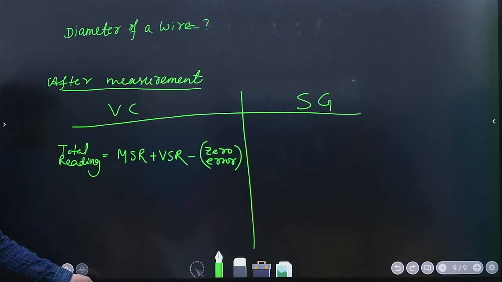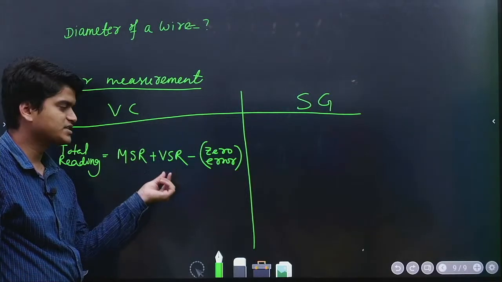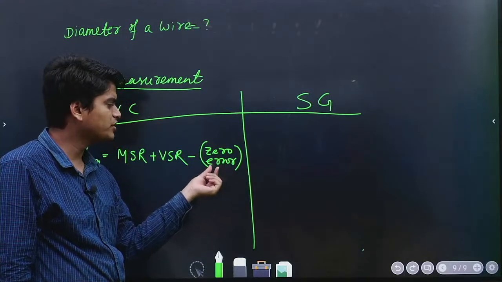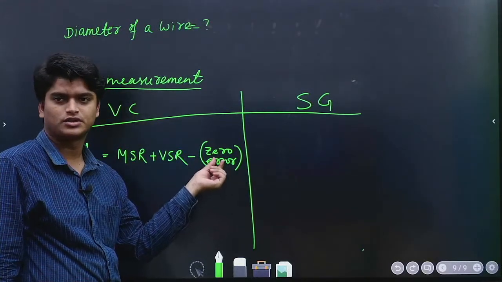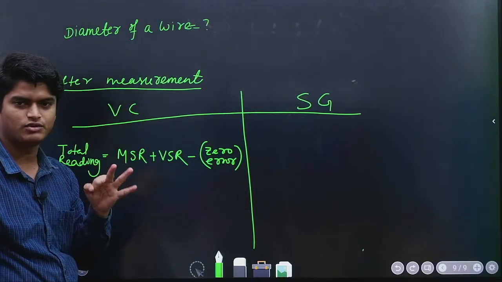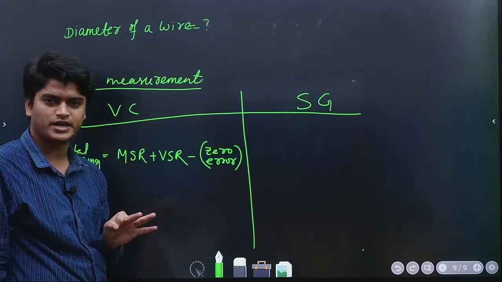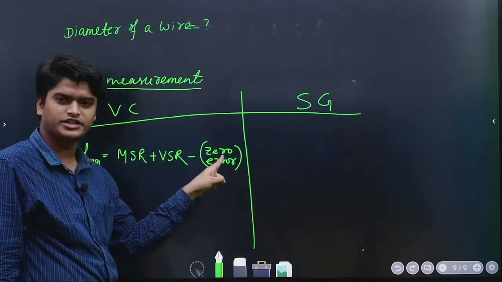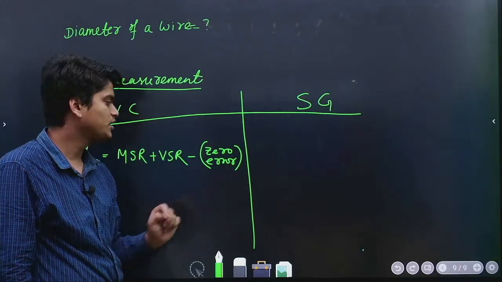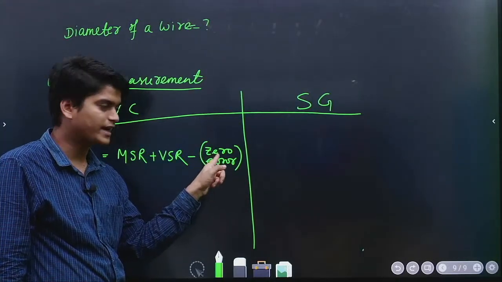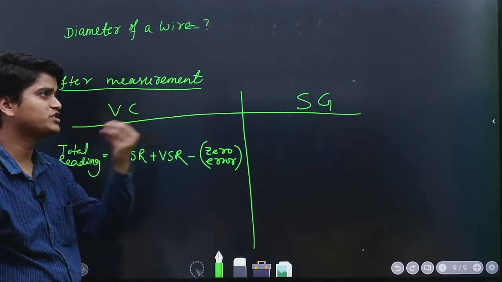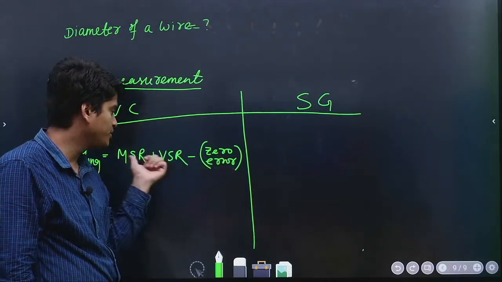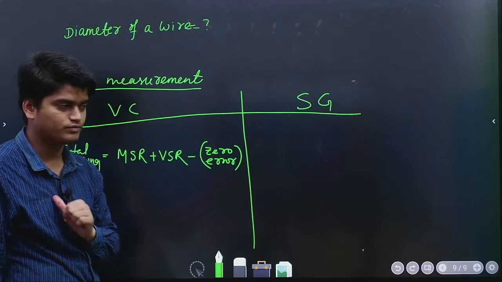Okay. Suppose in a question MSR is given, VSR is also given, then minus zero error. What do you have to do? Now you have to substitute the zero error. There are three types: nil zero error, that means no zero error, positive zero error, and negative zero error. If positive zero error is given, you write it with a positive sign. If negative zero error is given, a negative sign. Suppose positive zero error is 0.4. Now you substitute 0.4, so it will be MSR plus VSR minus 0.4.